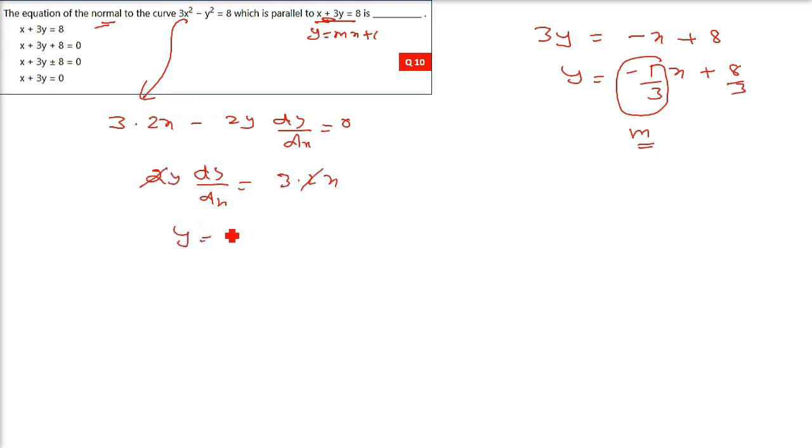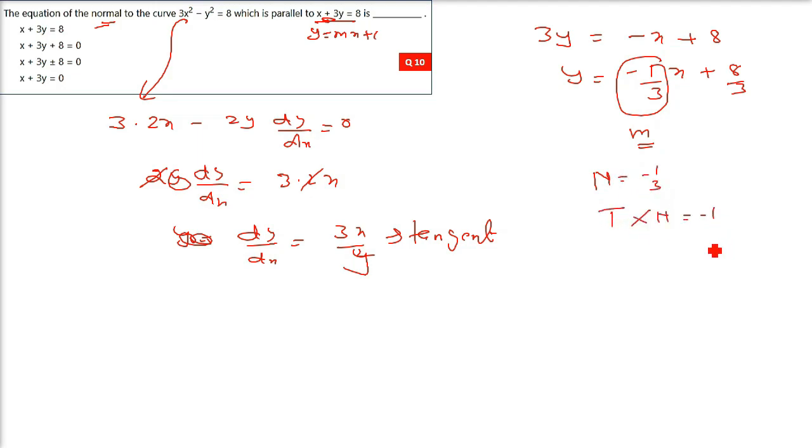Dy by dx is equal to, this is going to be, and we'll use this dy by dx also. So this is 3x by y. And this is the slope of the tangent. Please remember, dy by dx is the slope of the tangent, and negative 1 by 3 is the slope of the normal. So what will be the slope of the tangent? It will be negative 1 divided by negative 1 by 3. So negative 1 divided by negative 1 by 3 is 3. So it is 3 equals 3x by y. So what do you get here? You are going to get x equals y here. Now take this x equals y in order to find out the points.